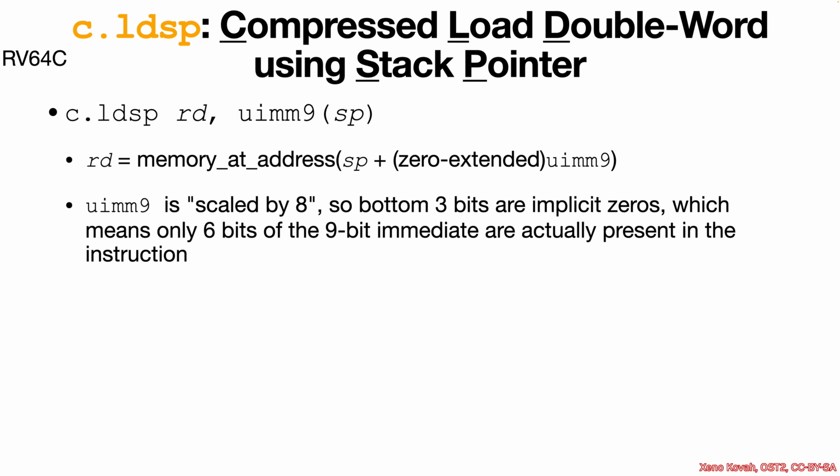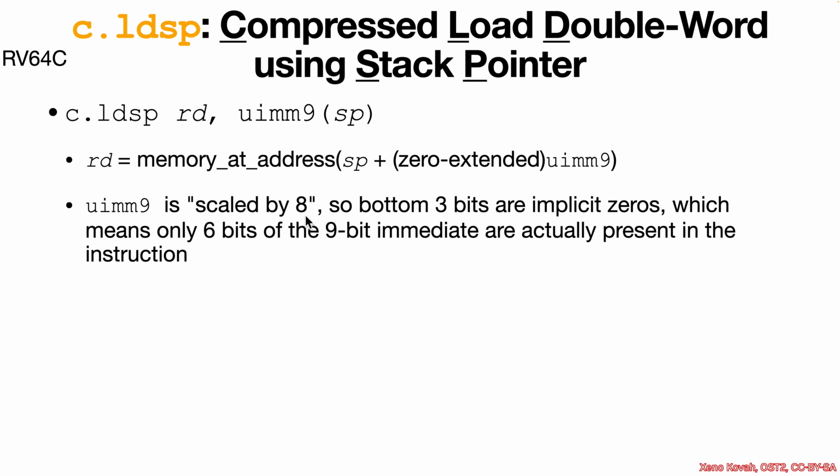So there's nothing too complicated here since we've already seen C.SDSP, the store. This is just the load instead. So it's going to memory, parentheses means going to memory, starting at SP, the address in SP, plus the unsigned immediate 9, and it plucks that value out of memory and stores it into the RD register. So again, just a different way of showing it. SP plus the zero extended unsigned immediate 9, and pull it out of memory, stick it into RD.